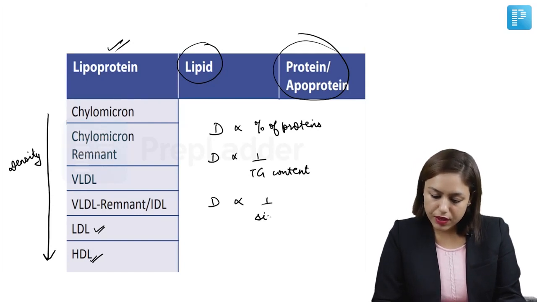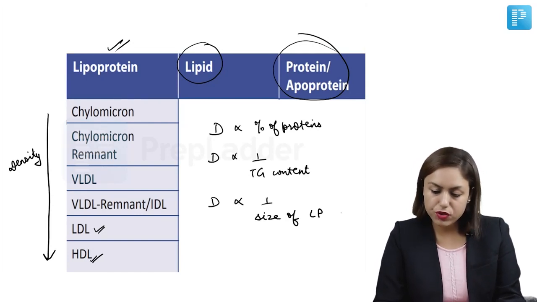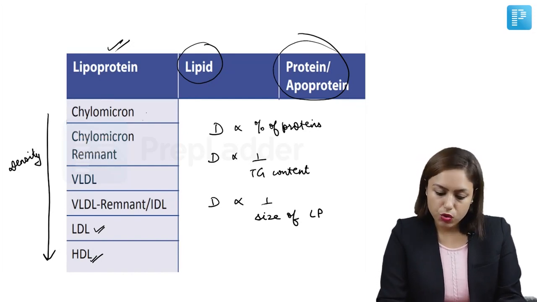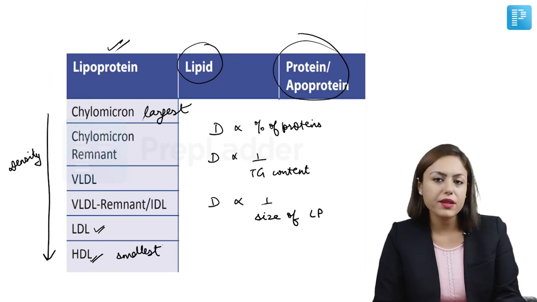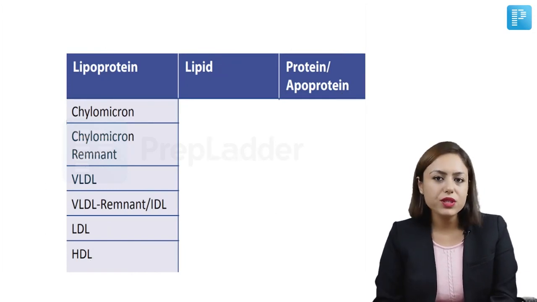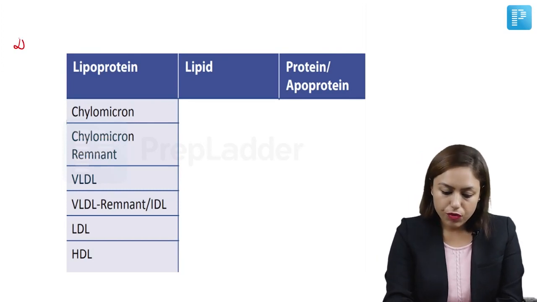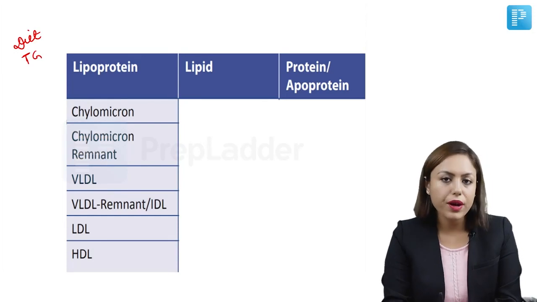Also, density is inversely proportional to size of lipoprotein. So chylomicron is largest in size, HDL is smallest in size, right? Now let's do this table. So from diet, the main lipid which we are having is triglyceride.